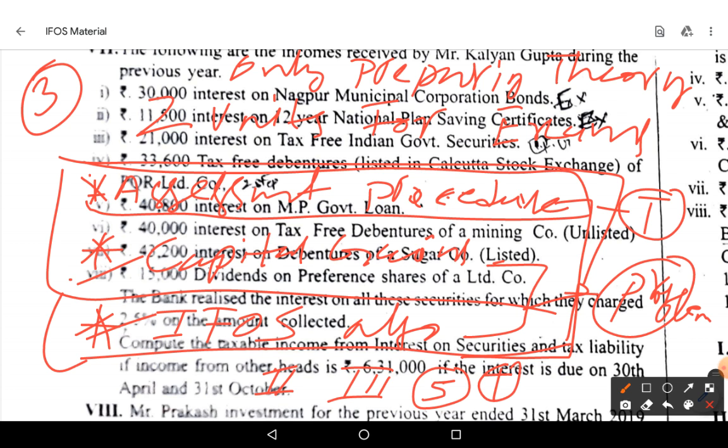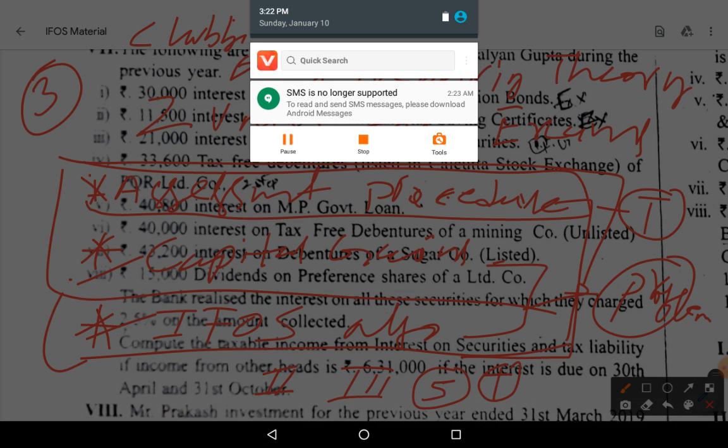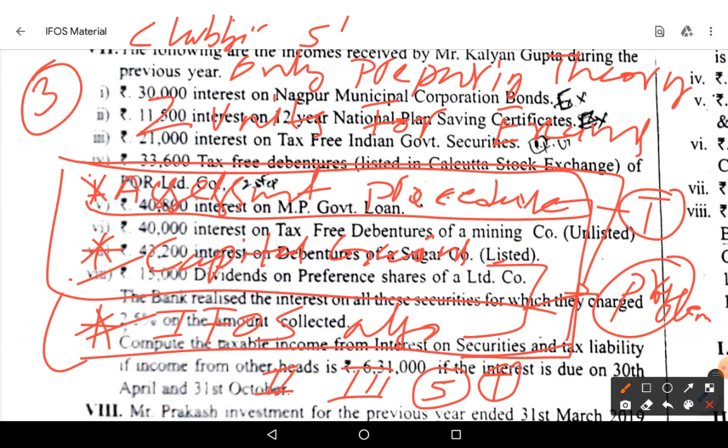In addition, if you want, you can prepare clubbing provisions theory, set off and carry forward theory, deductions from total income theory. If some people are thinking, sir, if we are not able to solve the problem, that is why I am telling you these are additional backup, but prepare 3 units entirely. That will be a good strategy for the exams. So be with that strategy.